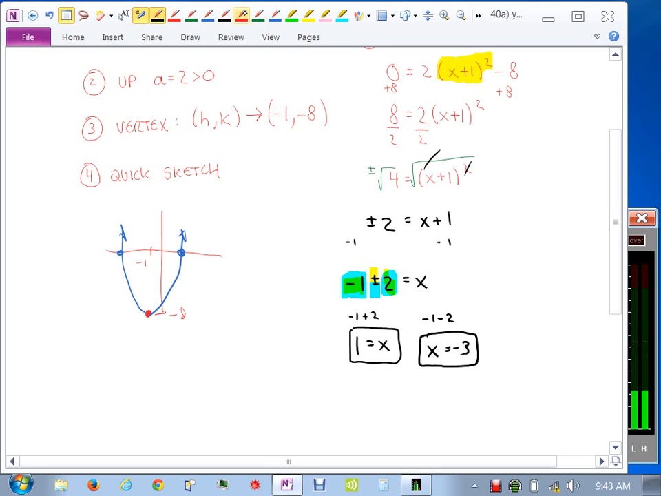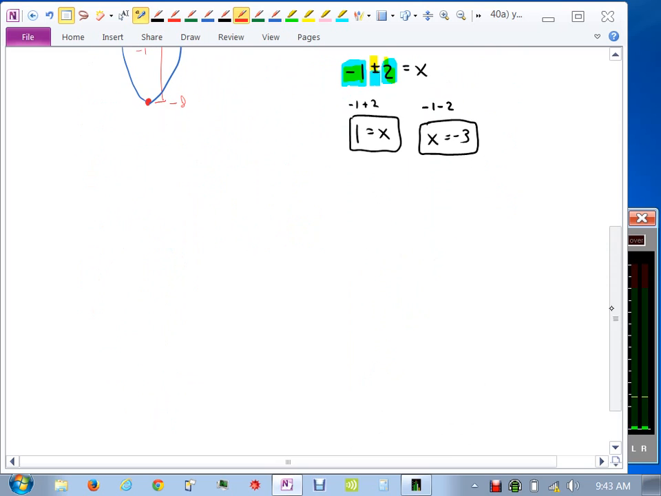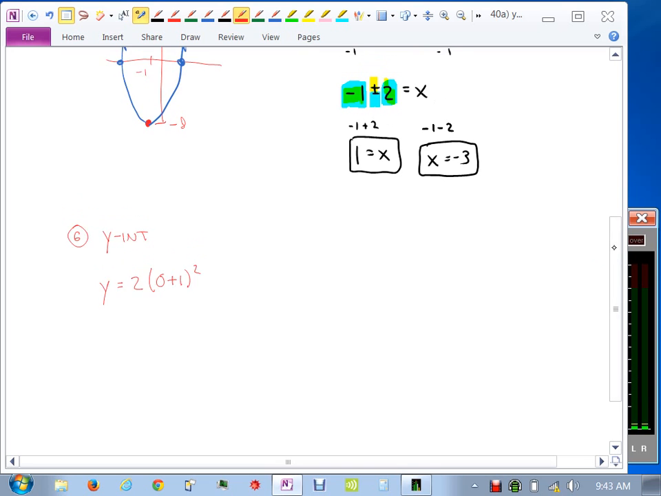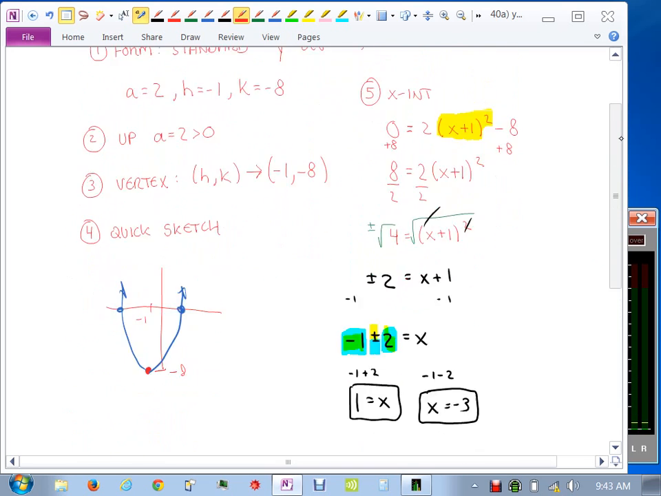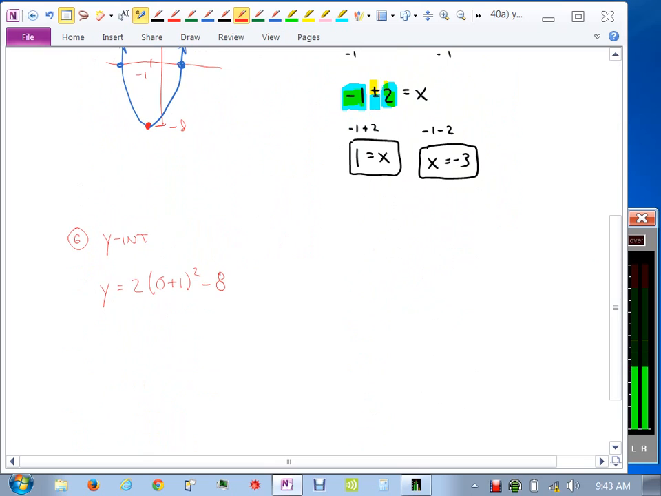Next step is, let me see, that was step 5. Step 6 is the y-intercept. To get the y-intercept, you plug 0 in for x. So I'm going to plug 0 in right there, plus 1 squared. What was it, minus 8? Yeah, minus 8. So I'm plugging 0 in for x into the original problem.